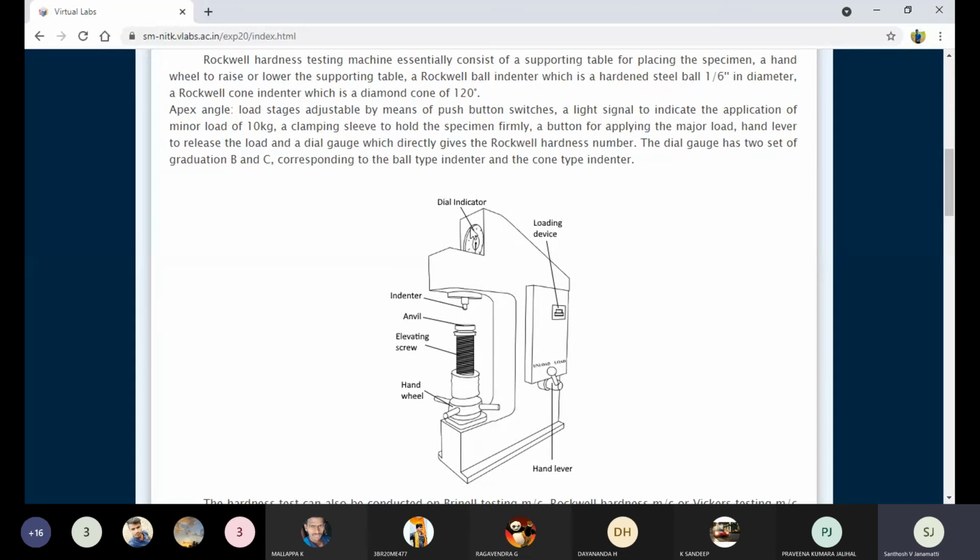Then you can note on the dial. You can check the condition of the dial indicator. Based on the type of the material, you can set the scale here. A, B, C scales are there.